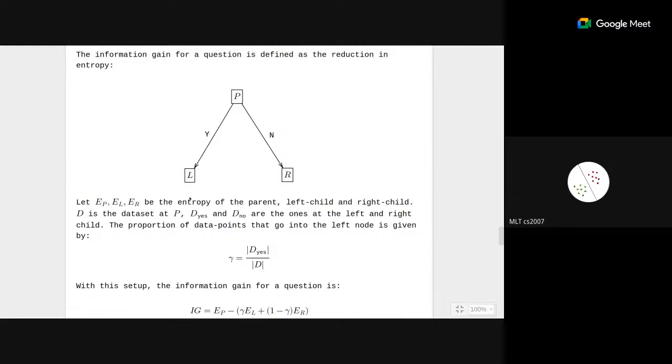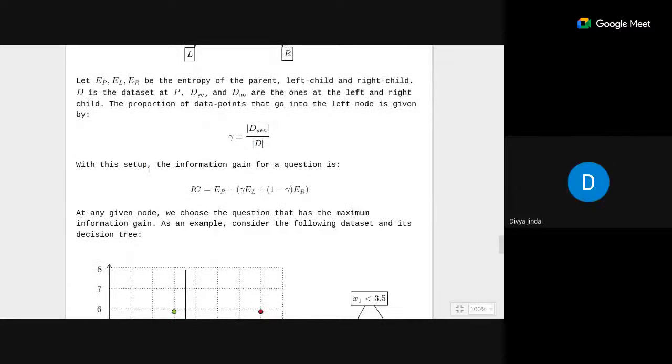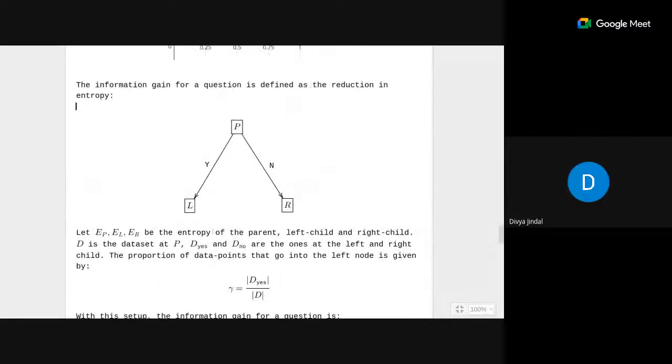So gamma is the number of data points that go into the left child divided by the total number of data points you have to begin with. That's the formula, but what is gamma? Gamma is how many points go into the left node divided by the total number of points to begin with. It's the proportion. That's all gamma is.